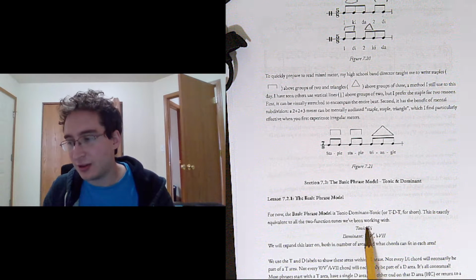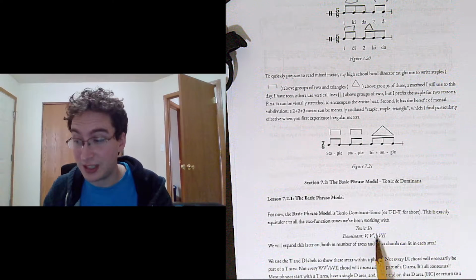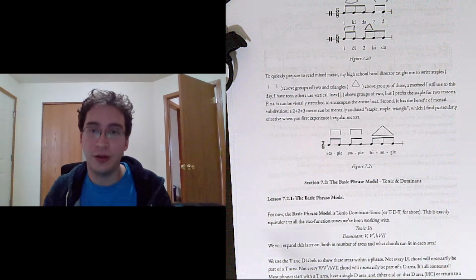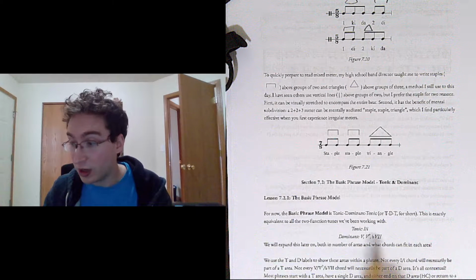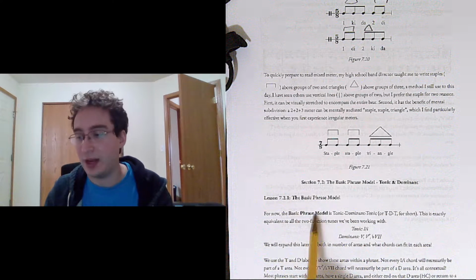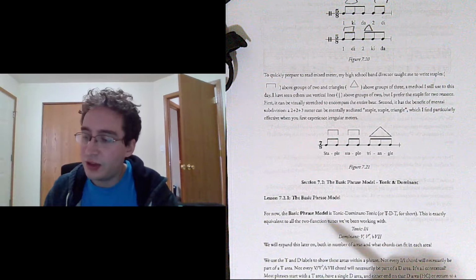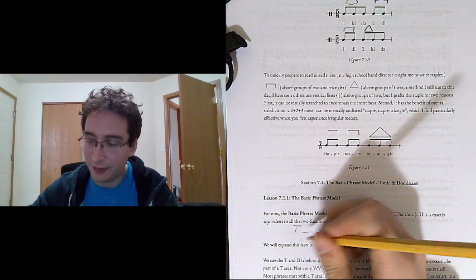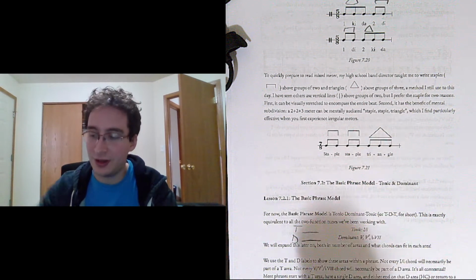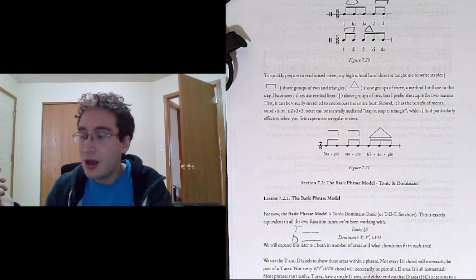So your tonic is either major 1 or minor 1, your dominant is 5 or 5/7, or if you're in ordinary Mixolydian, your flat 7 chord fills the same role. It's a subtonic chord, but it fills a dominant function in our basic phrase model. So if it is functioning as tonic, we're going to use T for tonic. If it's functioning as dominant, we're going to use D for dominant.